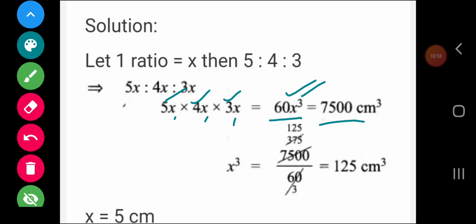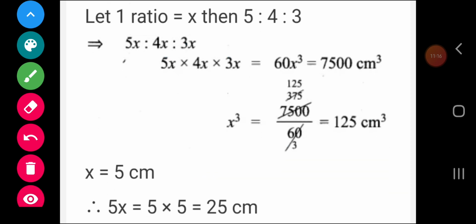So first we will take 60 here. So 7500 divided by 60. When we simplify this, we will get 125. This is the value of x cube. We know that the cube root of 125 is nothing but 5. So x equal to 5.